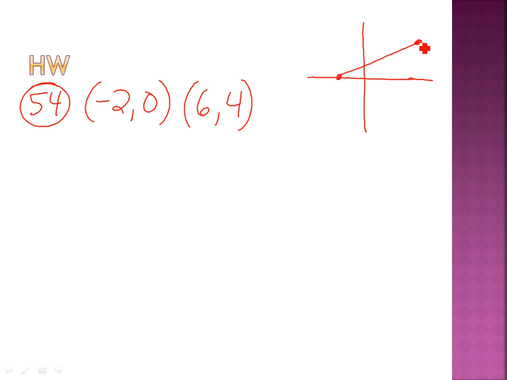-2, 0, 6, 4. We want to find the length of the segment between those 2 points, and we want to find the midpoint. So if I was to graph those 2 points, real quick, -2, 0, somewhere about in there, 6, 4, somewhere about in here maybe. So we're trying to find the length of that segment, and then we're also looking for the coordinates of the point that's right in the middle.